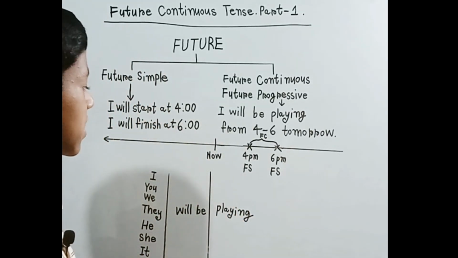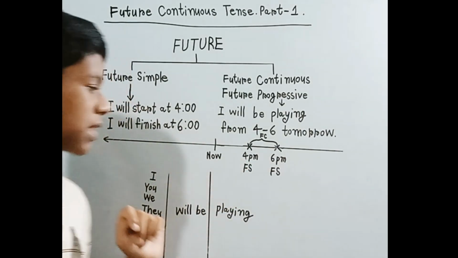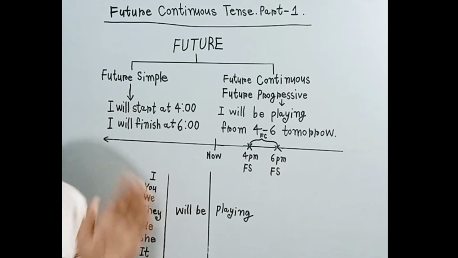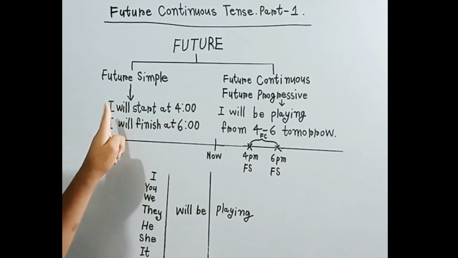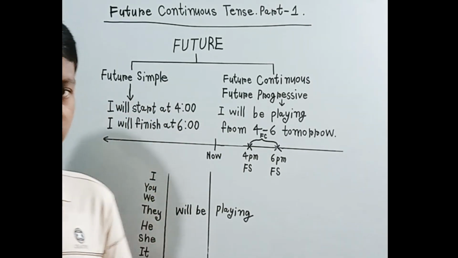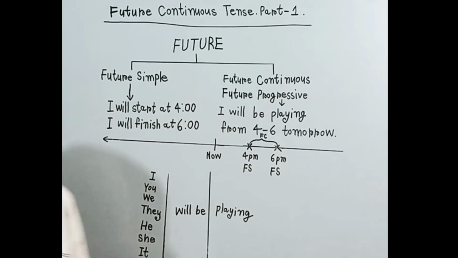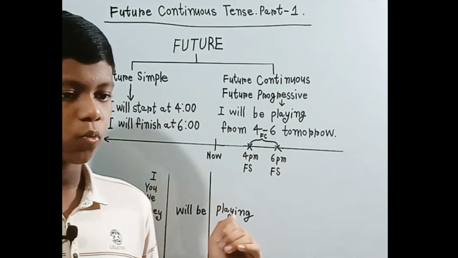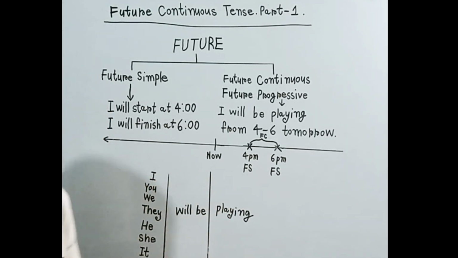Let's see future simple. We know when something happens in the future, at a moment, at a time, we call this future simple. Suppose tomorrow I will start playing. I will start playing at 4. So it indicates that you will start playing at 4. Tomorrow at a specific time you will start this, which is the future simple.